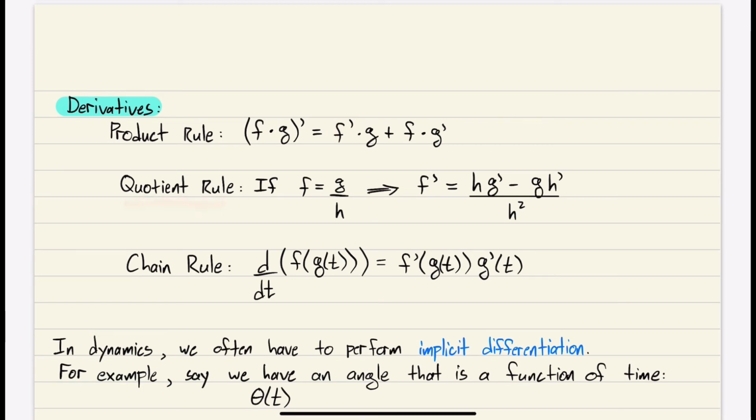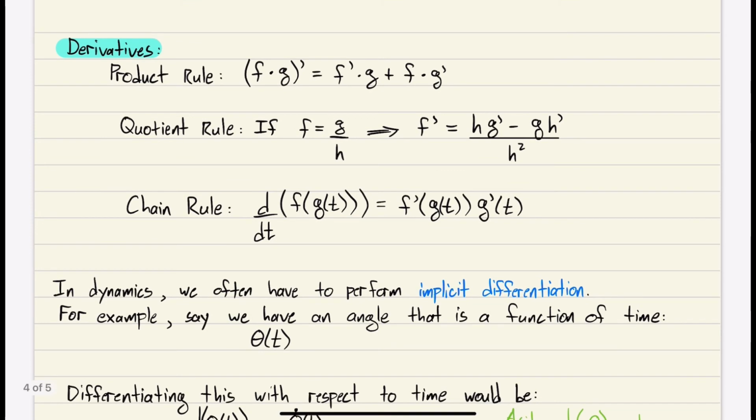Next one, quotient rule. If you have f equals g over h, and you're taking the derivative of f, then again, another mnemonic: low d high minus high d low, all over low squared. Last one, chain rule. If you're taking a function and there's a function within the function, you take the derivative of the outer function and then multiply that by the derivative of the inner function. And we're going to do some examples.